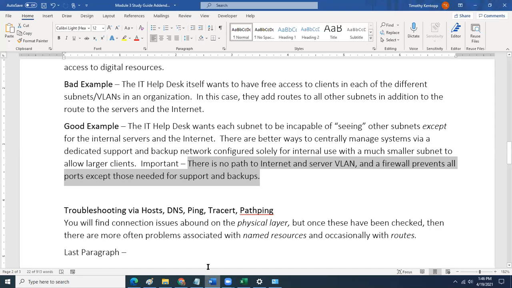So what am I saying? I'm saying that the IT help desk could have a support network that's isolated, that isn't connected to the internet, that isn't connected to the server VLANs. Basically it's a very large network that has a very small subnet mask so that you can basically put everybody on that thing, right? And you block all the ports except for those that are needed for support and backups.